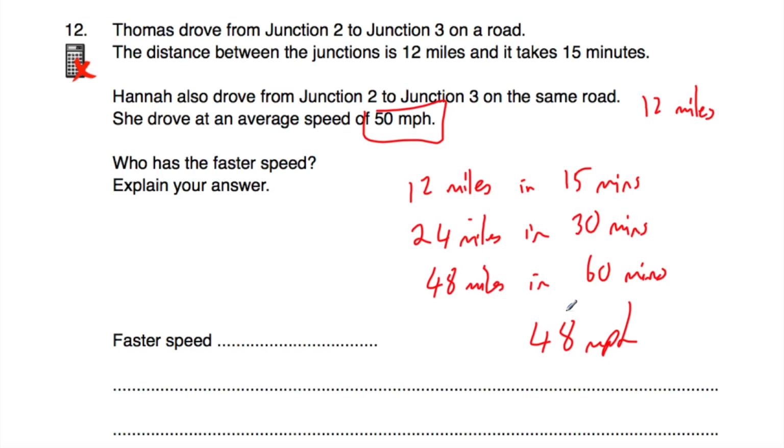And then that would be the speed, because it's 48 miles every hour. So it's 48 miles per hour, and that's his speed. So that's one approach. Another approach would be to do the distance divided by the time and change the time into hours, which is 0.25 hours.